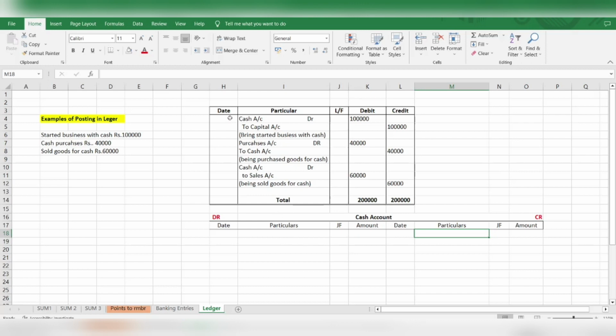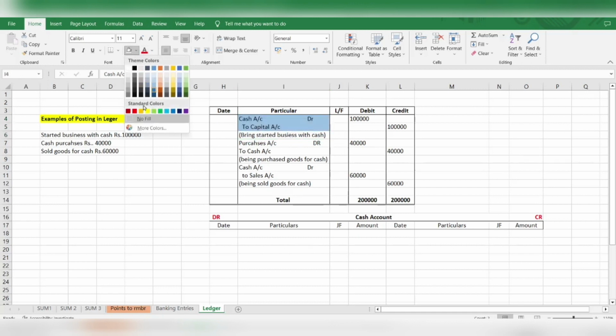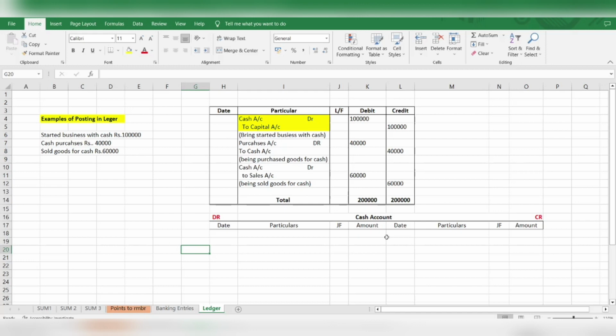So here we see the first entry, it's cash account debit to capital account. Now we are preparing the account of cash. This cash account is debited to capital account for rupees how much? 1 lakh, right? Rupees 1 lakh. This cash account is debited to capital account for rupees 1 lakh.